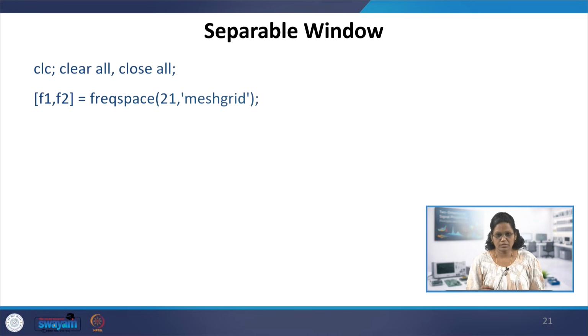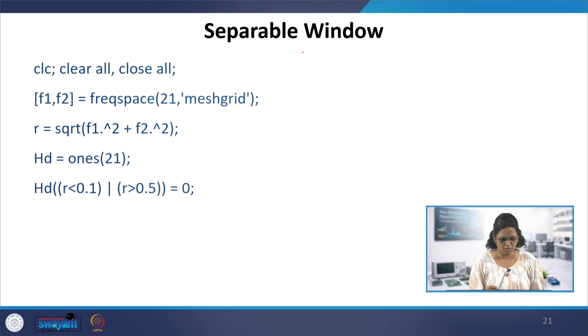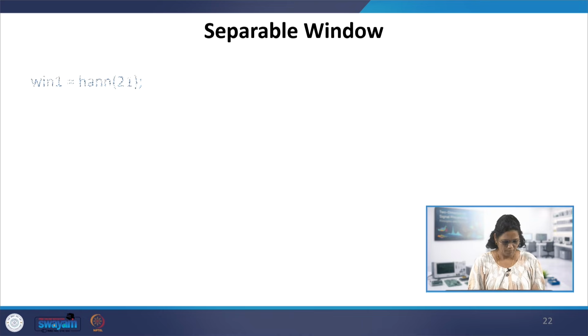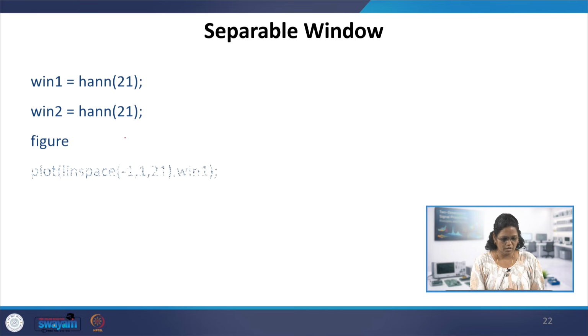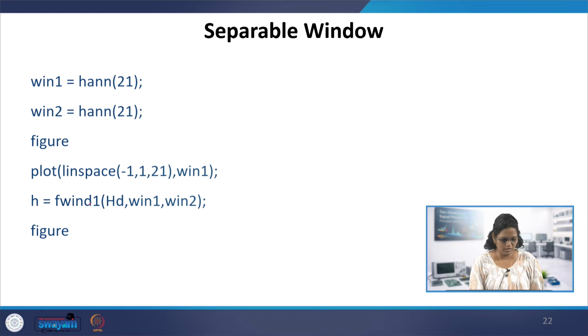If we have the same case, we can just replace it: the frequency space created for the circularly symmetric case, and HD can be circularly symmetric. You can use the separable window or the circularly symmetric window. We had seen the first two cases of circularly symmetric ones, in which the fwin1 function was used for the window method. Similarly for the separable window, we use two separate windows like Hanning window, win1 and win2, with the same function fwin1 at the desired response, and win1 and win2 as separable Hanning windows.